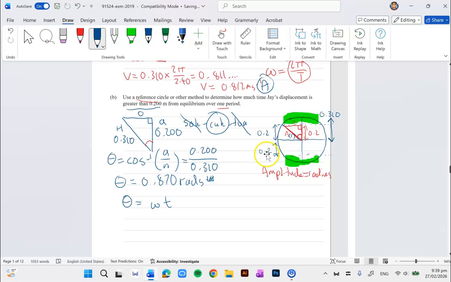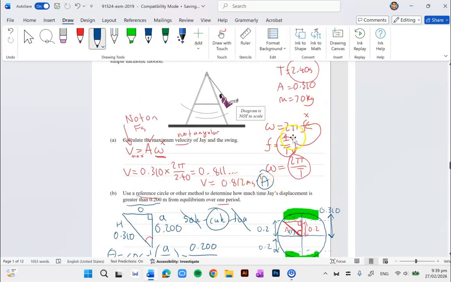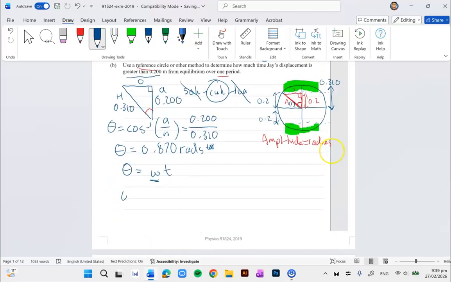We still need to find the angular velocity, so we can quickly find that with the information we found here. So 2π over T. That's going to equal 2π over our time period, which was 2.40, and that's going to equal 2.62. I have just rounded that. So we can rearrange this equation: T equals the angle over the angular velocity.